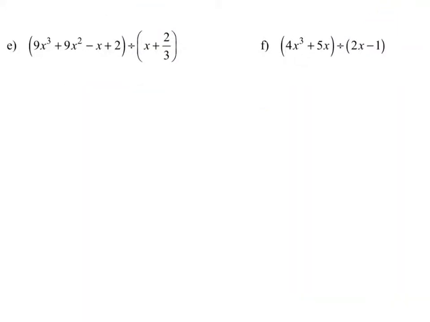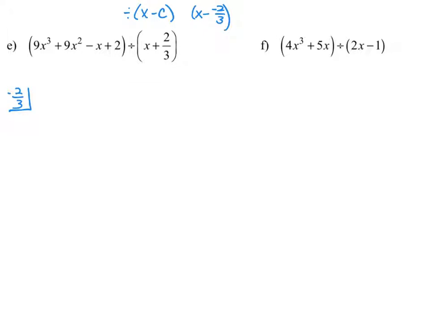For example E, the polynomial 9x to the third plus 9x squared minus x plus 2 is divided by the binomial x plus 2/3. We can use synthetic division for this type of problem since it is in the form of dividing by x minus c. We have x plus 2/3. What we want to do is write it as x minus a negative 2/3. So in the setup for synthetic division, we're going to put a negative 2/3 in the box.